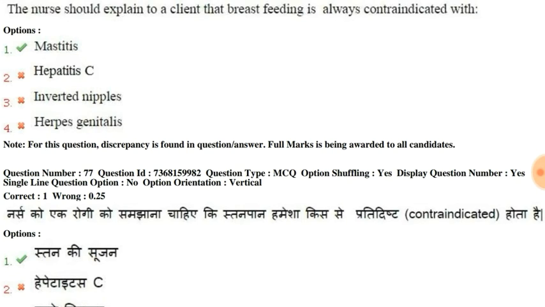Next is, the nurse should explain to a client that breastfeeding is always contraindicated with. So there are four options and the correct answer is first one, that is mastitis.